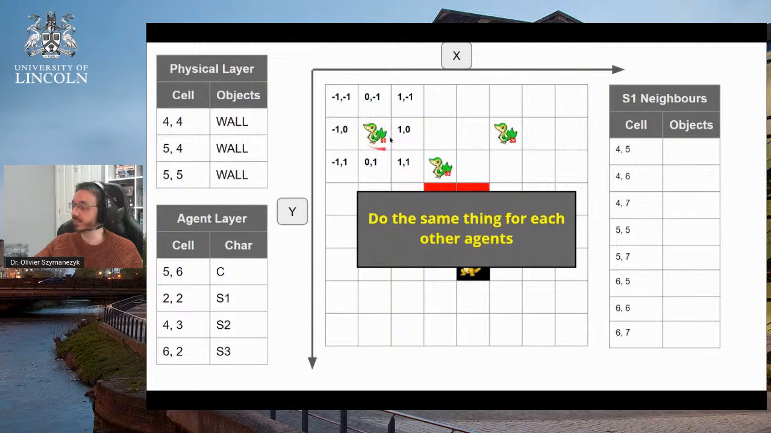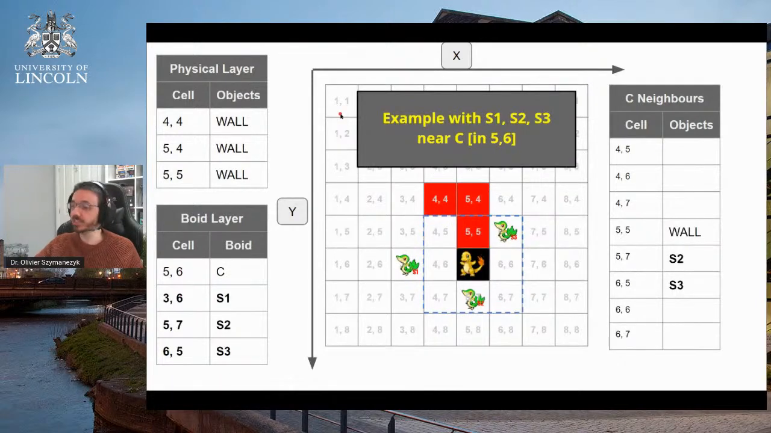Because if we take this Snivy, we can also look at all the neighbors of this Snivy. There's none. That's great. Let's change the scenario slightly. So let's move the Snivies around and have a look at each neighbor of this Charmander again. The only ones that would be important are everything within a neighborhood of one, so everything around here. And what we've got is, again, the wall at 5-5, this particular wall. Then we've got S2 down here and S3. That's great. So that means as part of an algorithm, we only need to care about those three objects.